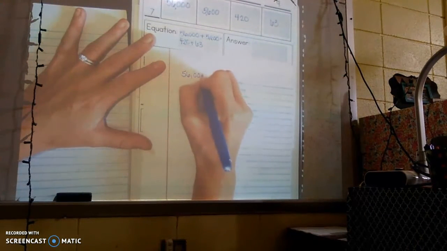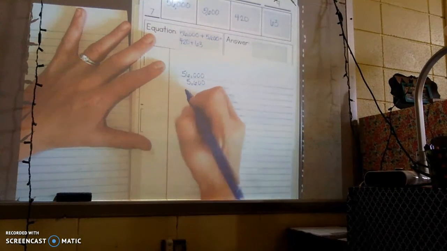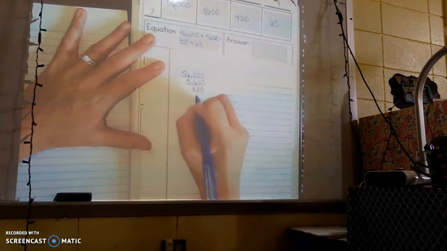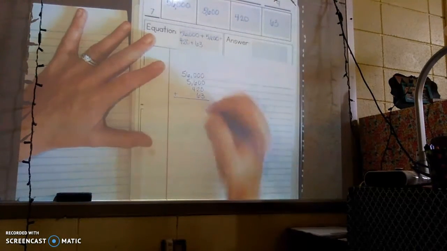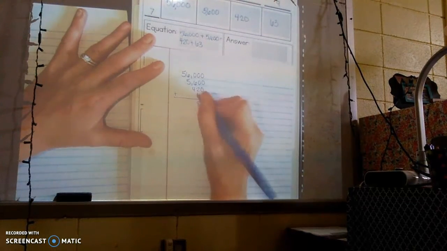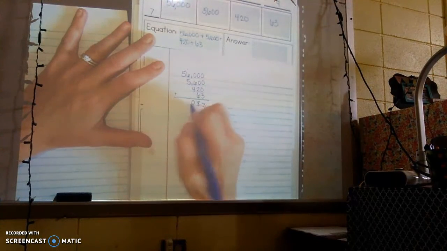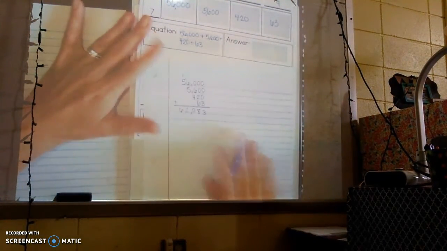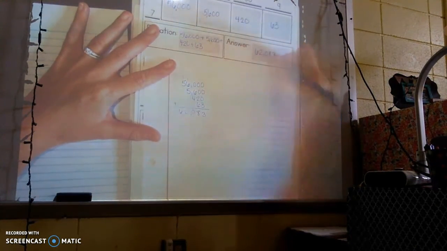So 56,000. Notice I'm lining all of my place values up. All my ones places add up, all my tens, all my hundreds, all my thousands, and all my 10,000s. Okay, now this makes it really easy for me to add each place value up. So my solution or my answer would be 62,083.